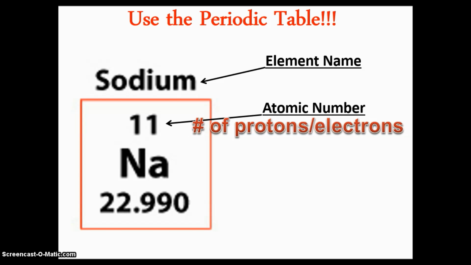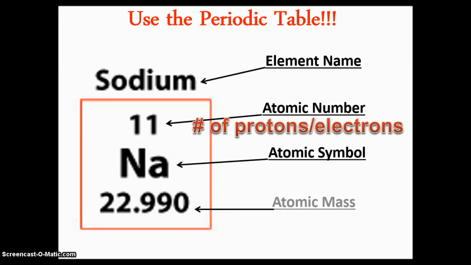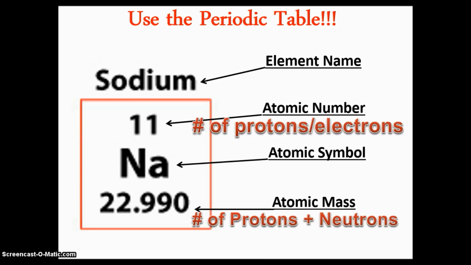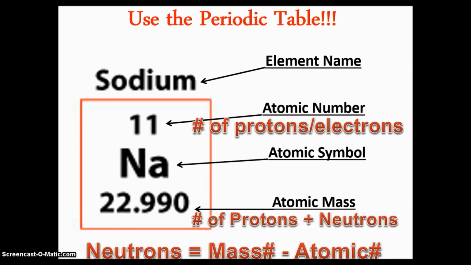The atomic number tells us the number of protons, which is, remember, in the nucleus, as well as the number of electrons, which are located outside of the nucleus. Then we have the element symbol, or the atomic symbol. So sodium's symbol is Na. At the bottom, you notice the atomic mass. The mass is the number of protons plus the number of neutrons added together. In order to determine the number of neutrons, which is also in the nucleus, we will take the atomic mass number minus the atomic number.